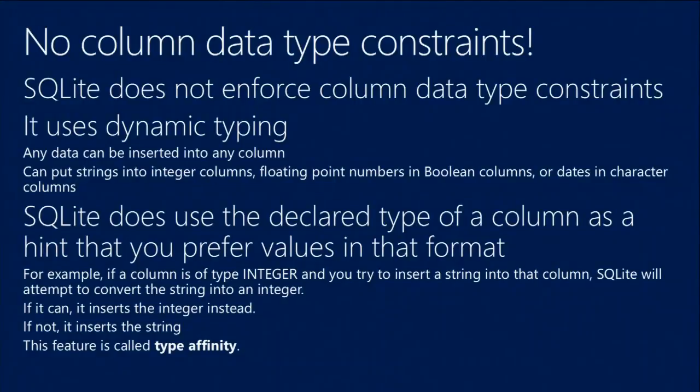But as it says there on the slide, if you declare a column of type integer and you try and put a string into there, it will try and do an int.parse on that string inherently, and if it can do it, then you'll get an integer, even though you've passed it a string. If it can't, it will just stick the string in, saying, well, I don't know, so it will just do it anyway. And that's called type affinity. So it will try and do the right thing. But if you're ever looking in a database and you see rubbish values in a column, this is why, because SQLite doesn't actually enforce these column data types, which is a little odd if you've worked with other databases, but that's the way it works.